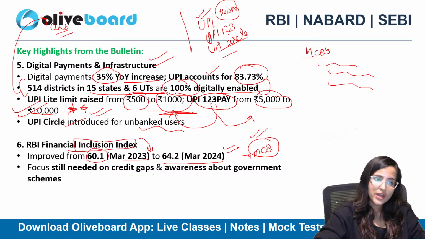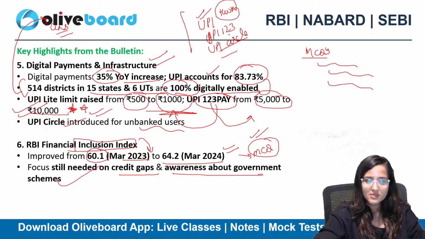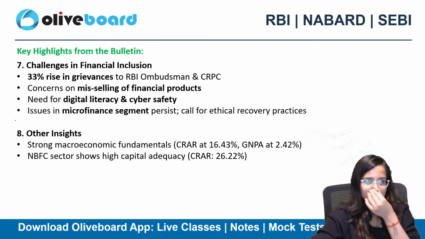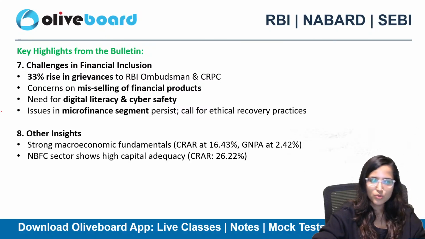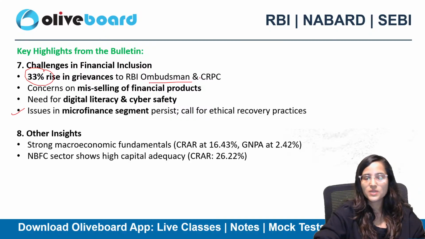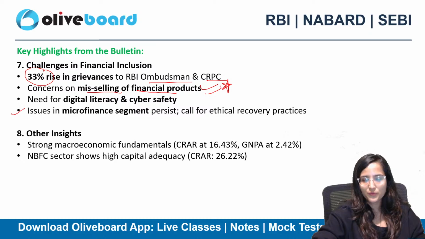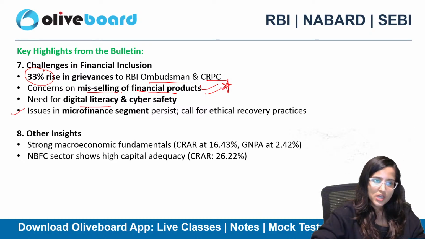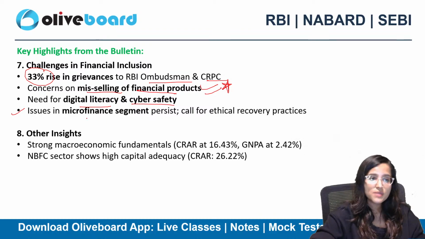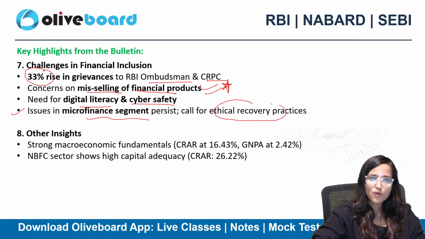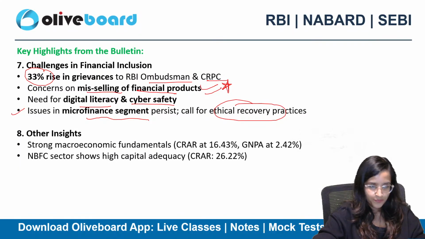Focus is still needed on credit gaps and awareness about the government schemes, right? Then, what are the challenges in financial inclusion that have been identified in the bulletin? There has been a 33% rise in the grievances to the RBI Ombudsman and CRPC. Concerns on mis-selling of financial products we have seen. We've discussed this problem before also. Need for digital literacy and cyber safety. Issues in the microfinance segment persist. So there's a need for ethical recovery practices.